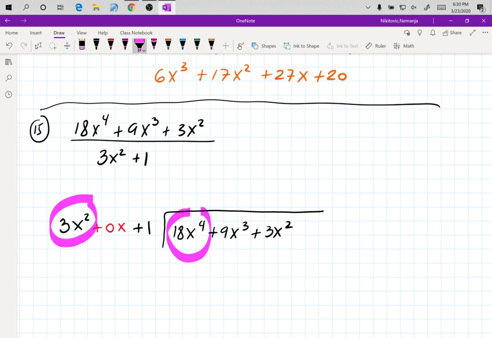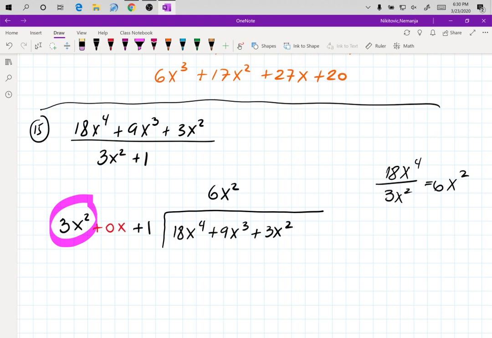So it's always the same procedure. If you have any missing in either spot, just fill them in with zeros. So what we have on the side is 18x to the fourth divided by 3x squared. 18 divided by 3 is 6. And then we have x squared, so the first one is 6x squared.